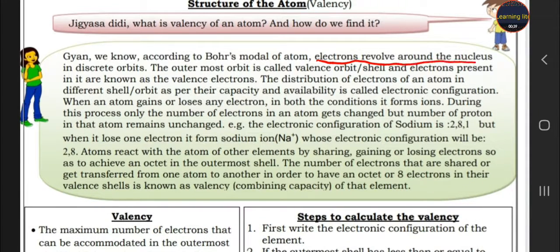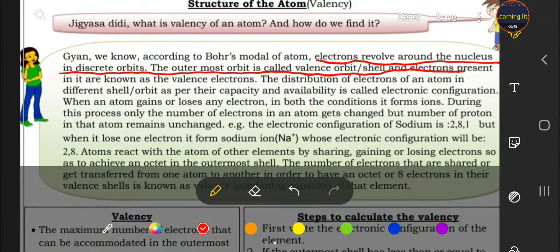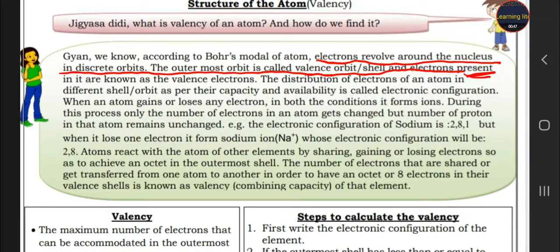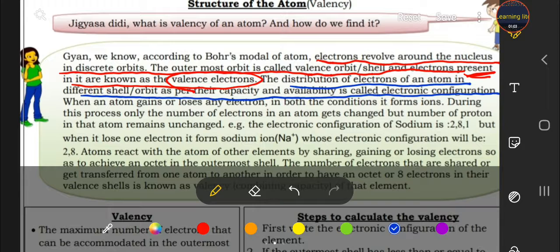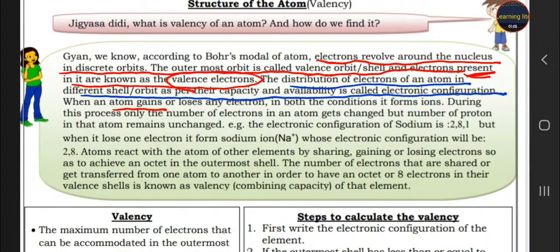So electrons revolve around the nucleus in the orbits and the outermost orbit is known as the valence shell. And the electron present in the valence shell is known as the valence electron. And the distribution of the electrons in an atom in the different orbits is known as electronic configuration. And what is the ion, student? Whenever an atom gains or loses electrons, in both conditions it forms an ion.